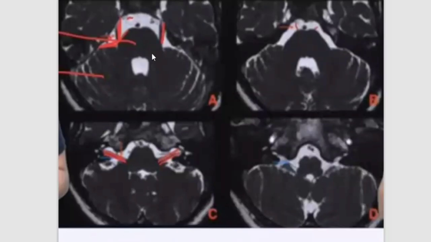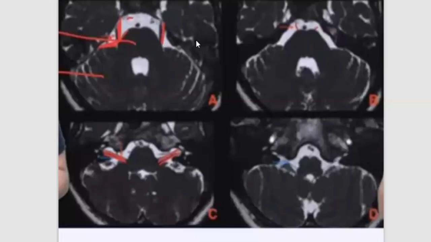Whenever you read a scan, you have to tell whether it is an axial section or a sagittal section. This is the axial section. At what level, you have to tell. This is at the level of pons. So you have to say at the level of pons. This is pons, this is fourth ventricle, this is cerebellum, and this all white is CSF. Okay. So this is CP angle.